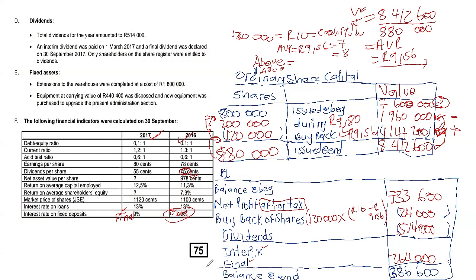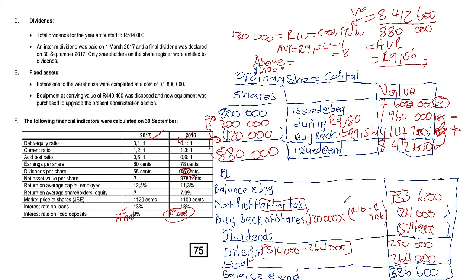Plus final. So to get an amount for interim dividend, you will subtract 514,000 minus 264,000. So now our interim dividend will be 250,000. So an amount paid to our shareholders for interim dividend, it's gonna be 250,000.